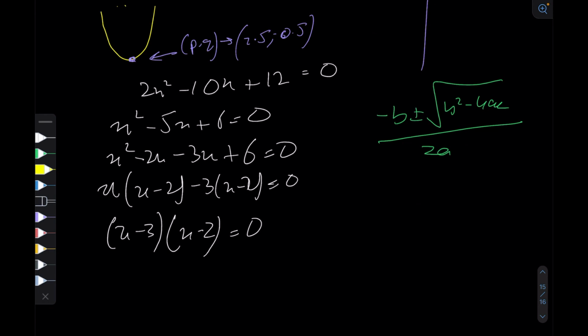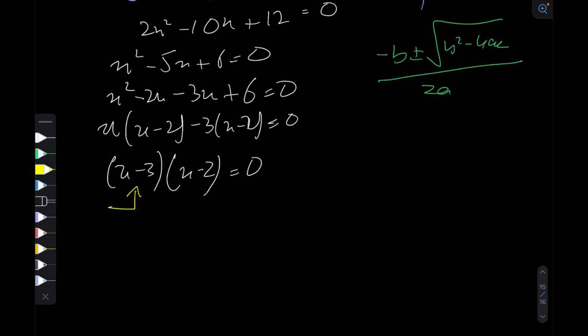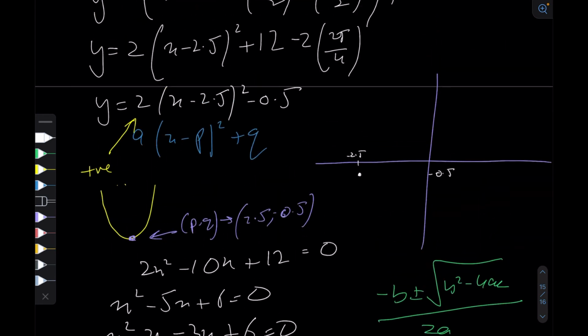Now notice that when x is equal to 3, this is 0, and anything multiplied by 0 will give you 0. So one of the solutions is x equals 3, the other one by the same logic is x equals 2. So we got 3 comma 0 and 2 comma 0, that is this point and this point.